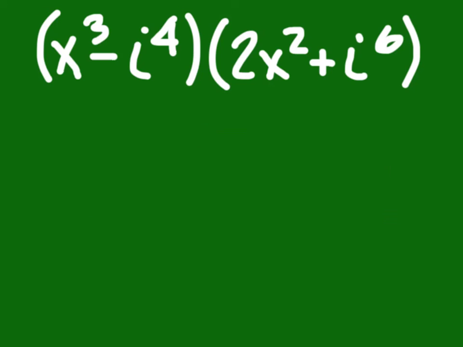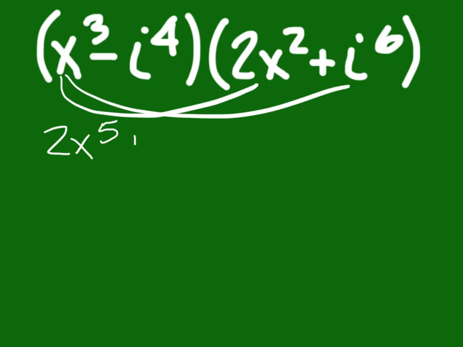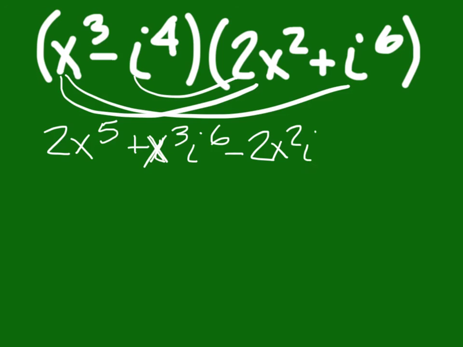Alright, we will start with this to come up with 2x to the 5th, and then this to get plus, actually that's plus x to the 3rd, i to the 6th. Here to here gives me minus 2x squared i to the 4th, and from here to here gives me minus i to the 10th.